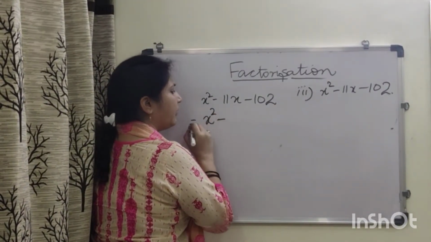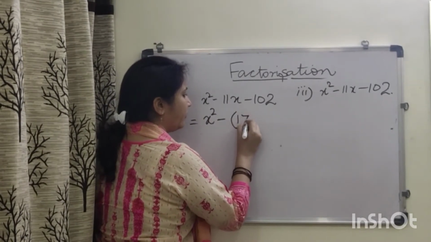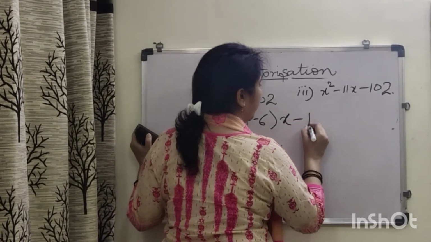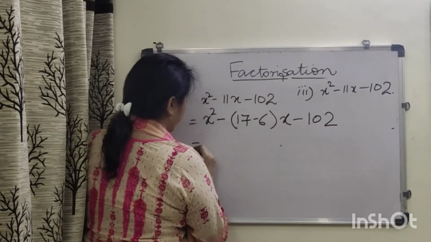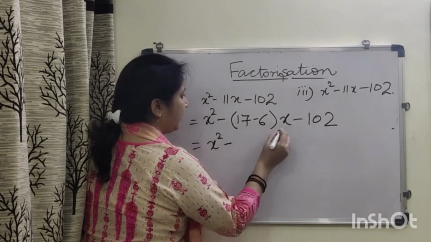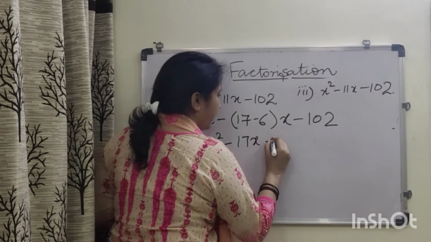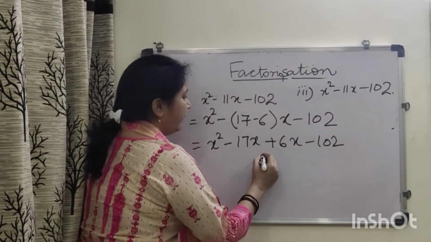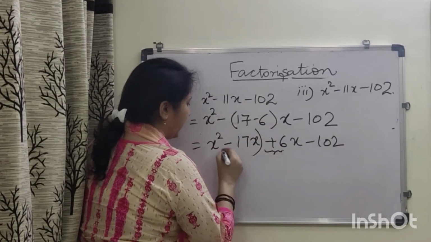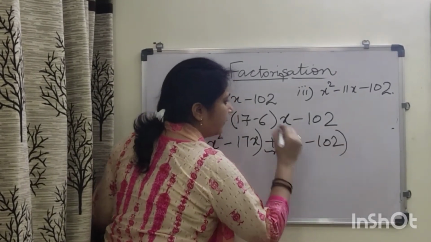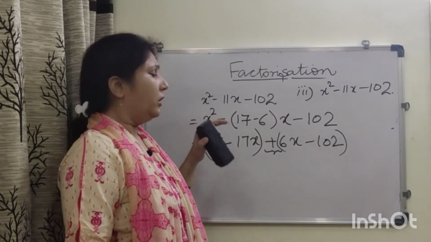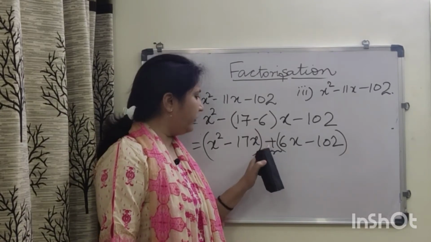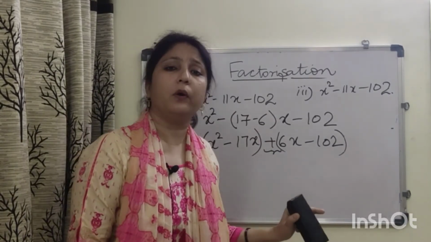x square, keep this minus as it is. In the bracket you write 17 minus 6. Outside the bracket x minus 102. It is x square. Now open the bracket: minus 17x plus 6x minus 102. As this second sign is positive, you can use brackets as it is. The only problem you face is when this sign is negative. If this is positive, no problem at all.